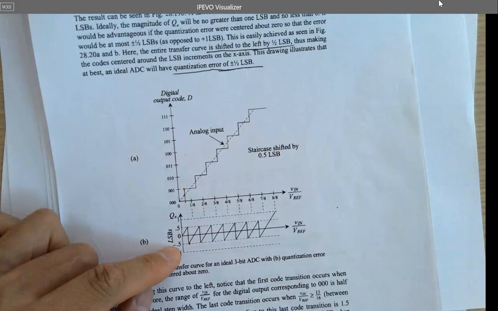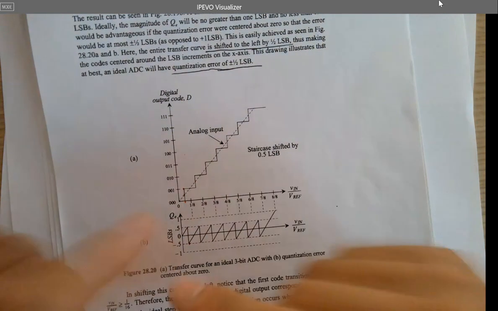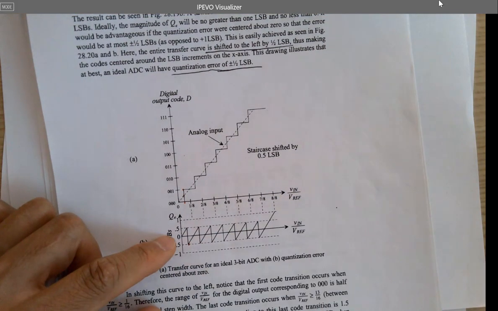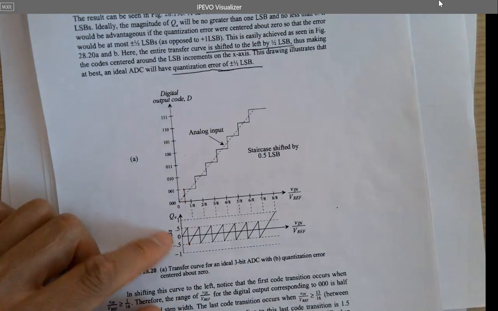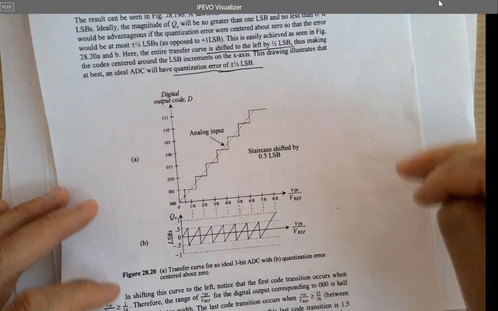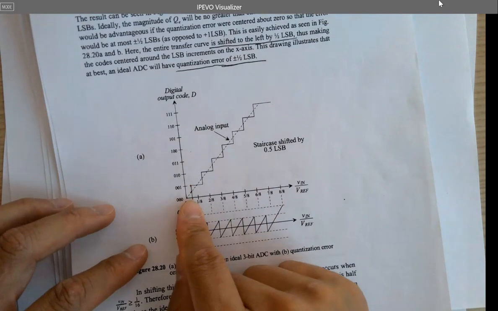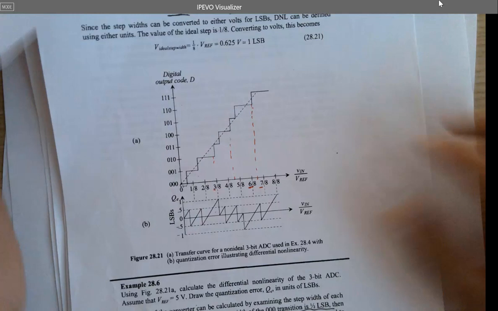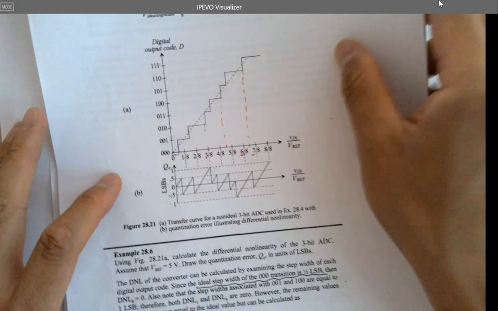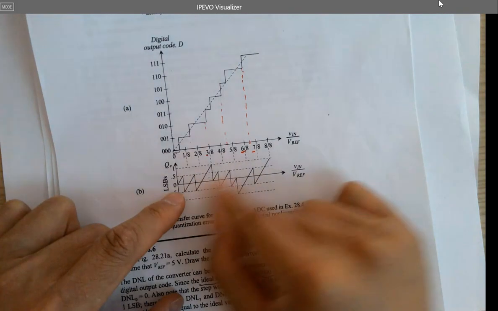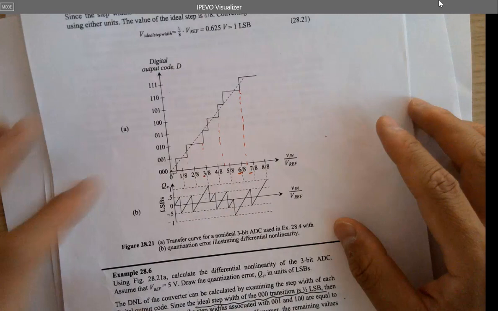Before, it was changing too much, up to 1. But now it's just swinging around 0 with a smaller range. It's plus minus 0.5 LSB instead of 1. So when we are looking at the INLs and DNLs, we use the shifted curve in here instead of the first one. So now this is a shifted curve with the quantization errors plotted, but we usually don't look at it here. We just want to find out the DNL and INLs.